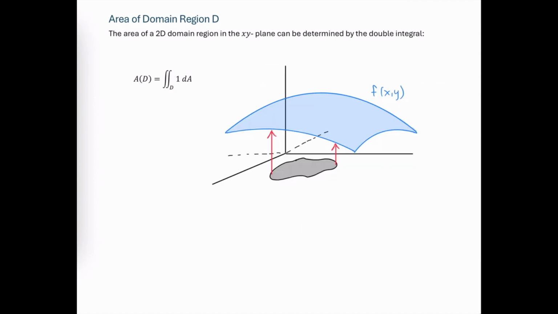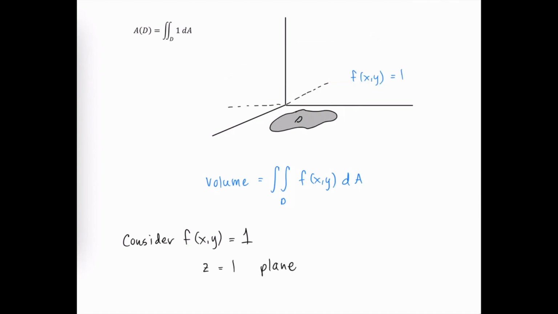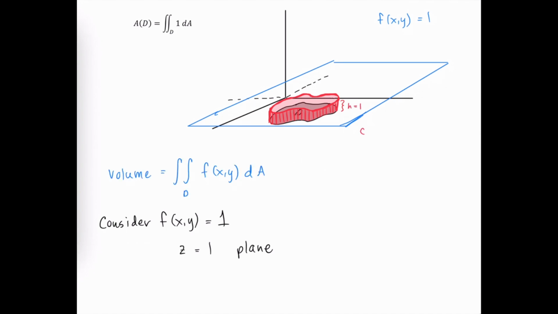Double integrals are usually used to calculate the volume between a domain region D in the xy plane and the surface f at xy. Let's consider that surface function to be the constant function 1. This is the same thing as saying z is equal to 1, which is a flat plane. So if the surface is z is equal to 1, we basically get this flat top solid where the height is equal to 1, and that makes this solid a cylinder.